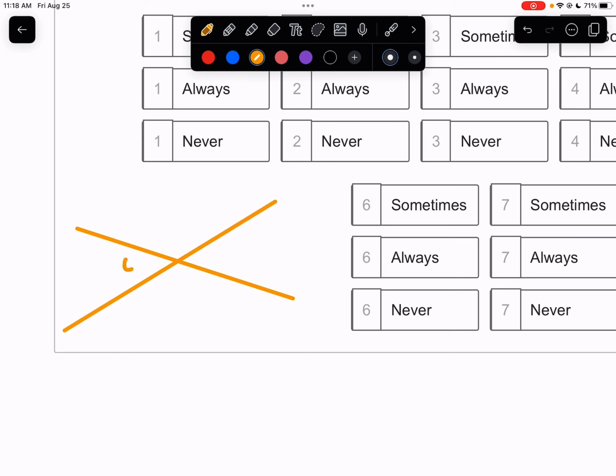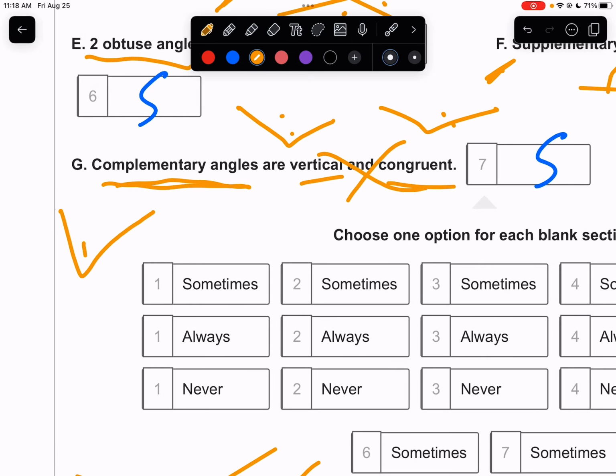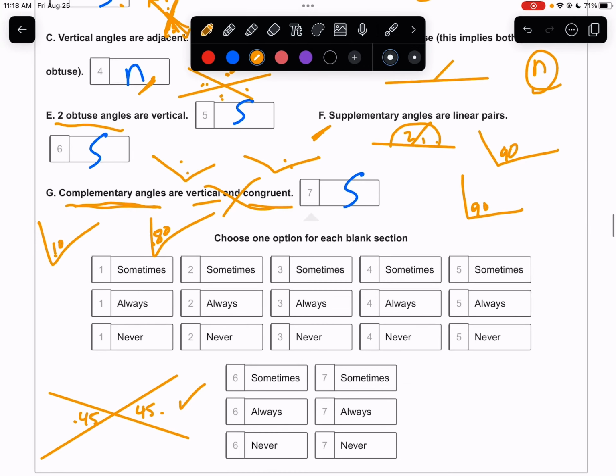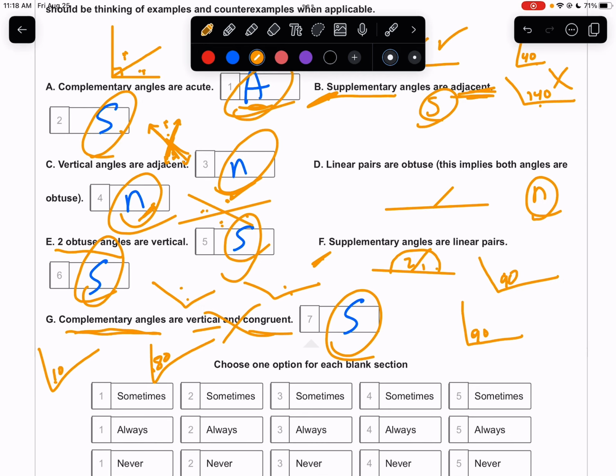But could I have two 45-degree angles? Are those complementary? Do they add up to 90? Yes. Are they vertical? Yes. Are they congruent? Yes. Can I draw complementary angles where this is not true? Yeah. Could I have an angle over here that's 10 and an angle here that's 80? They're not vertical. They're not congruent. They're none of those things. But do they add up to 90? Yes. So the answer is sometimes. I'm going to go through and circle all these answers just so you can see it.